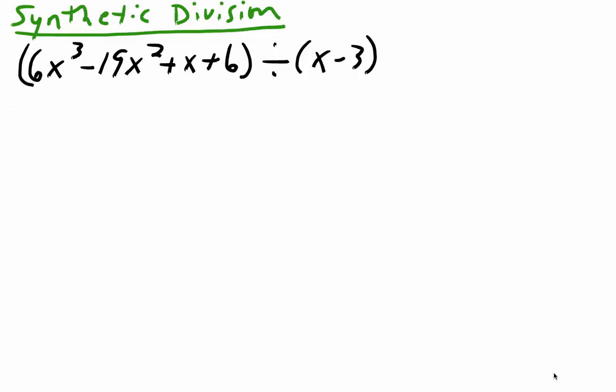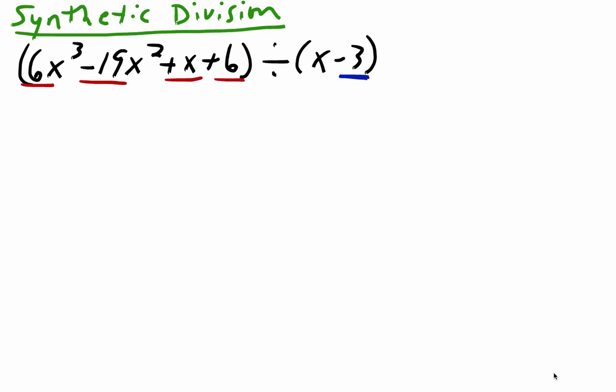Now we're going to use synthetic division, so we're going to take our original problem, and the problem has to be written in descending order from the highest exponent down to the lowest. So you have x cubed, x squared, x to the first, and then x to 0. We're only going to list the coefficients, so we're only listing the 6, the negative 19, the 1, and the 6, and then we're only going to be using the 3.